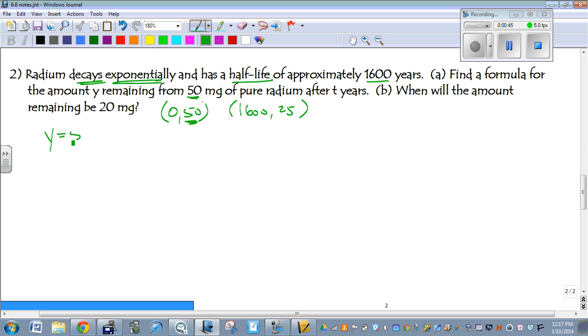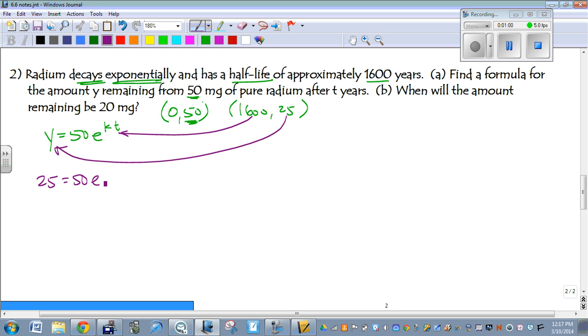So we can start off by putting our initial value in for y sub 0. We get y equals 50 times e to the kt. Use our other ordered pair to substitute in and solve for k. So the 25 is our y value, 1600 is our time. We get 25 equals 50 times e to the 1600k. So we're going to divide both sides by 50. We get e to the 1600k equals 1/2.